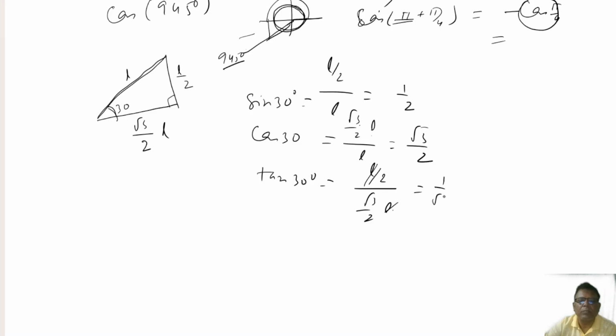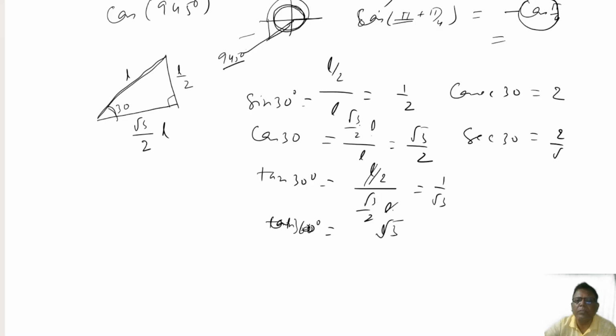So 1 by root 3. Tan 60 degree is equal to... so cot 30 degree is the reciprocal of this. So 1 by root 3 becomes root 3. Cosec 30 degree is equal to 2. Sec 30 degree is equal to 2 by root 3. And cot 30 degree is equal to 1 by root 3.